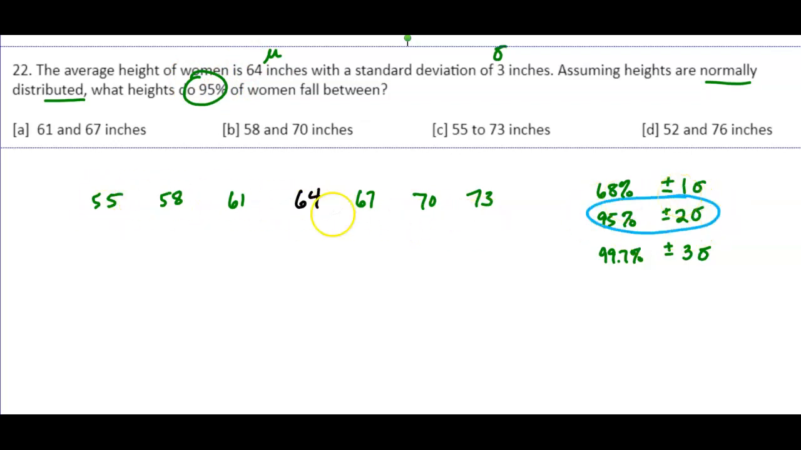So what I did is I went ahead and built the numbers on the bottom of the curve. I didn't actually draw the curve. 64 is the middle, it's the mean. I added the standard deviation of 3 inches 3 different times to get the numbers to the right, and I subtracted the standard deviation 3 times to get the numbers to the left. Since I want within 2 standard deviations of the mean to represent that 95%, here's 2 to the left, here's 2 to the right. So the values that represent 95% of women are between 58 and 70, which would be B.